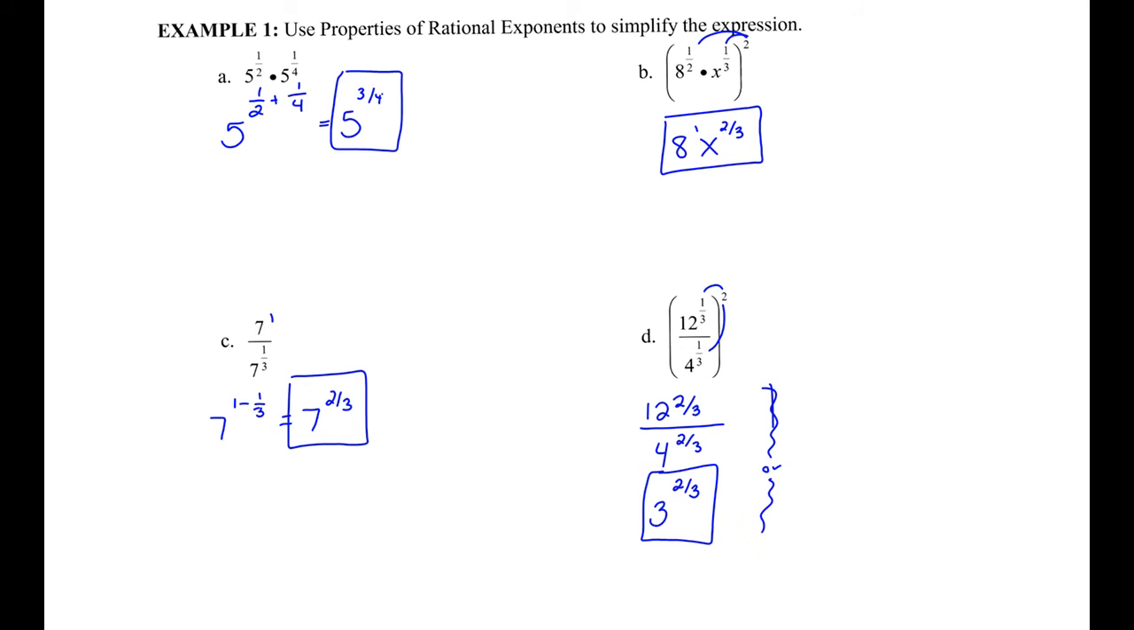Or we could have thought about this first as simplifying 12 over 4 raised to a power of 1/3, and then that whole thing being raised to a power of 2, because then 12 over 4 would simplify to 3 to the 1/3 raised to the power of 2, which we could then distribute in, giving us our 3 to the power of 2/3. Either way would have worked.